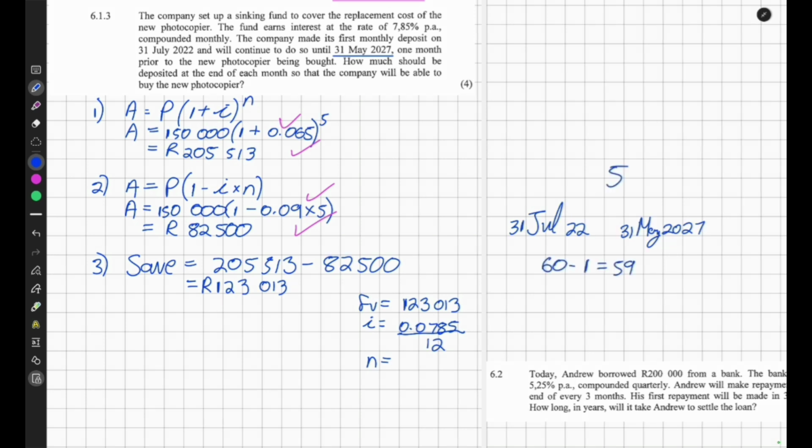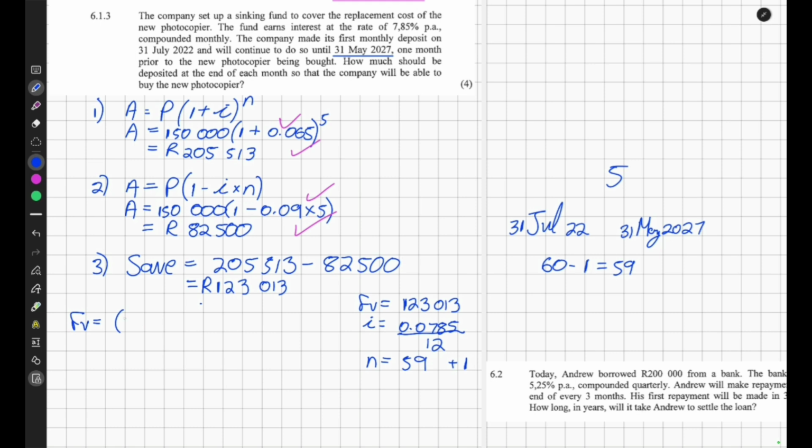So if it was from 31 July till 30 June, it would have been exactly 5 years or 60 months. But this is actually 1 month less because it only goes until May. And then what's important is they're telling you at that point, they're not going to buy the photocopier. They're going to buy it 1 month later. So I need to add another interest. So this is where the advanced part comes in. But anyway, we said N is 59 months. And then there's a plus 1 that I'm going to show you where we're going to fit that in.